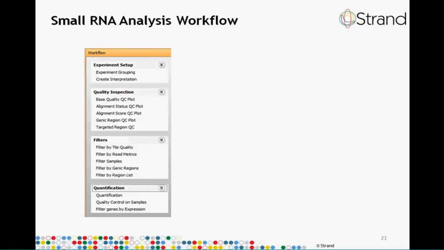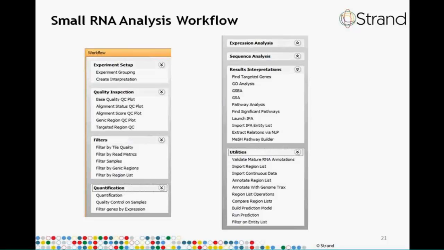Let's now take a look at the small RNA analysis workflow. The first part of the workflow is where you set up your experiment grouping and interpretations. You can carry out a quality inspection. Based on the results of the quality inspection, you can filter out reads of poor quality. After that, typically you'll carry out quantification.